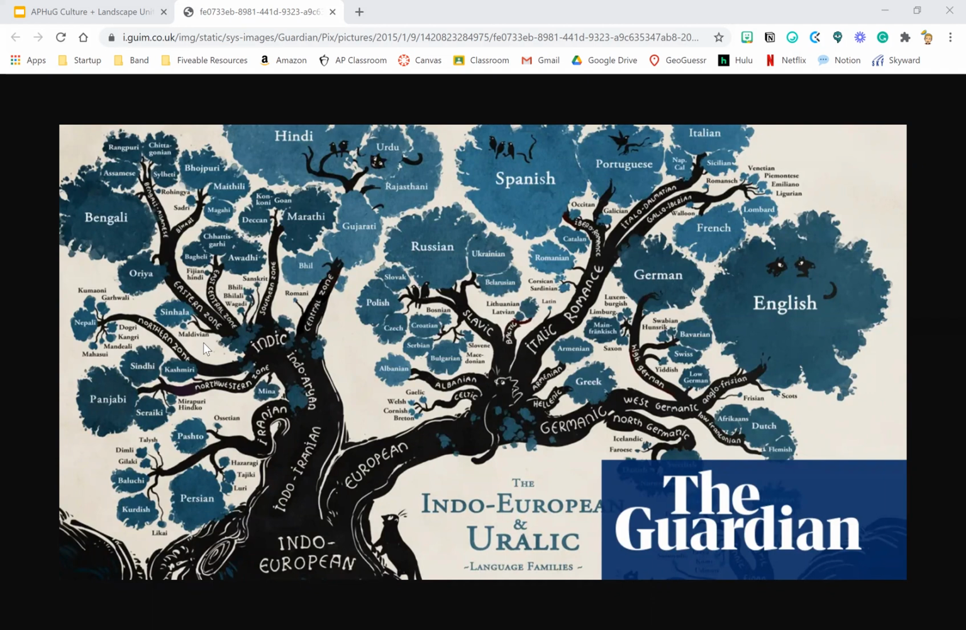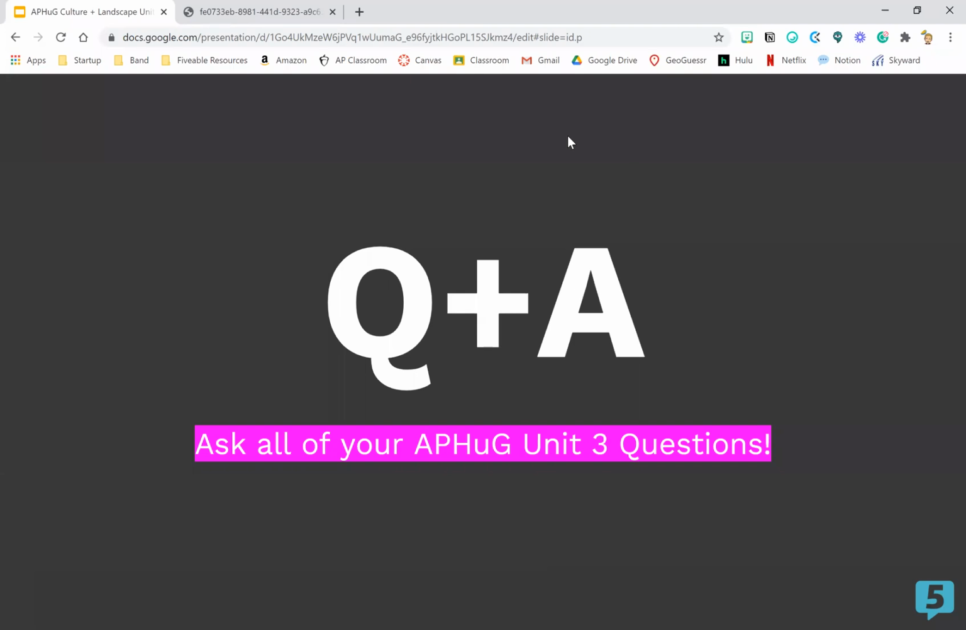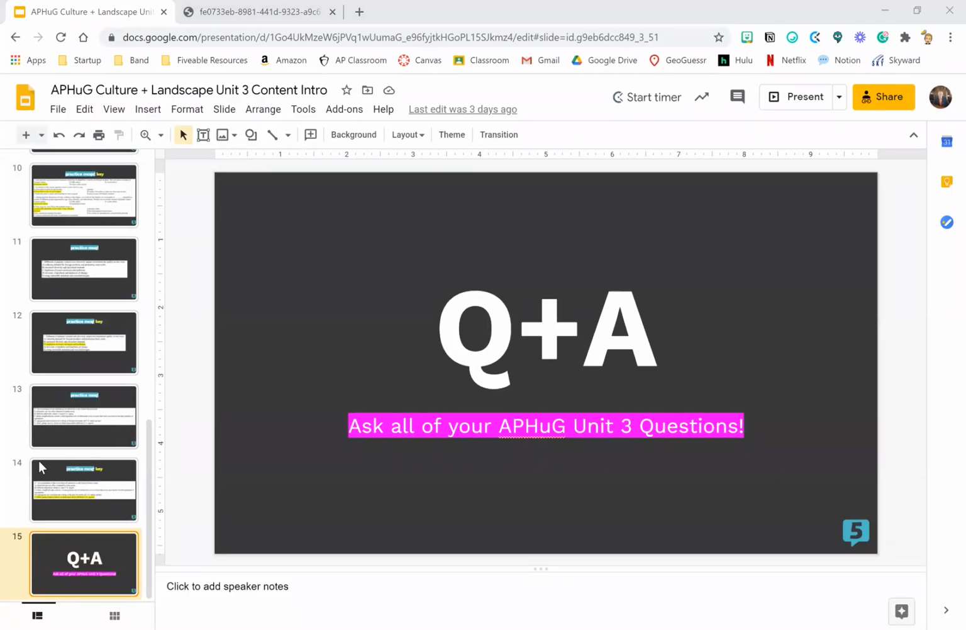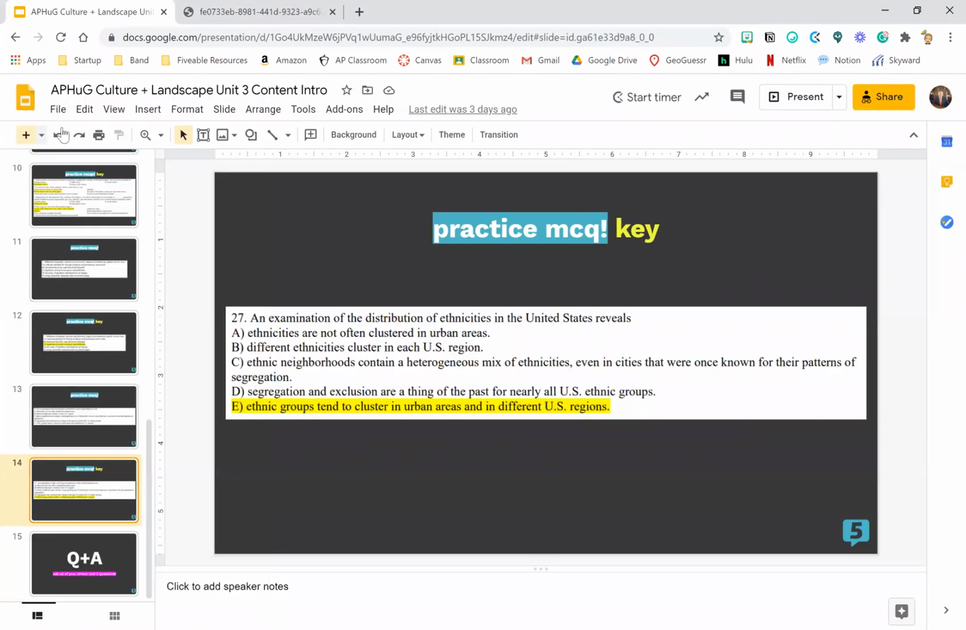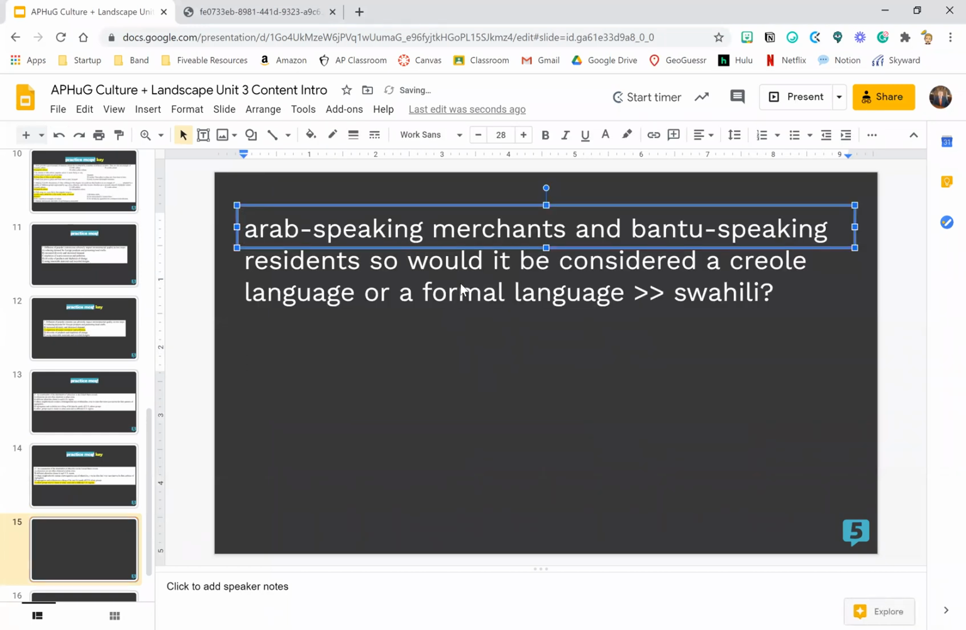I'm gonna be honest, Dia, I don't know the answer to your question, because for everybody who can't see it, I'll copy paste it. So Dia's question that I'm about to research is: Arab-speaking merchants and Bantu-speaking residents, so would it be considered a Creole language or a formal language, Swahili?